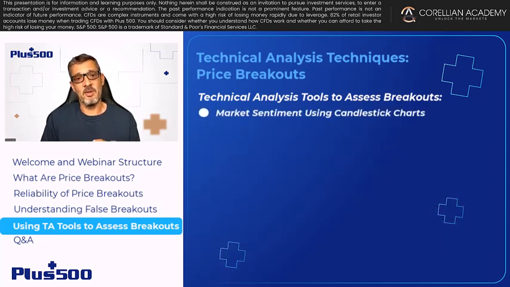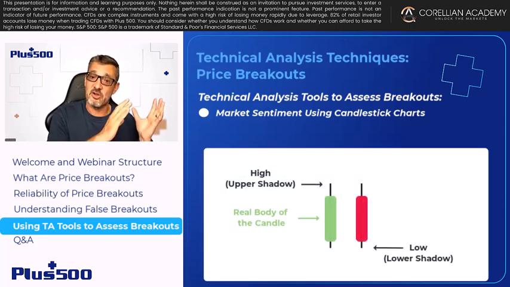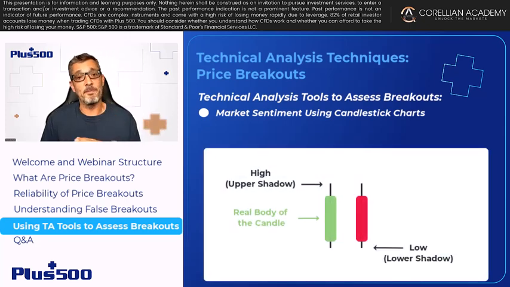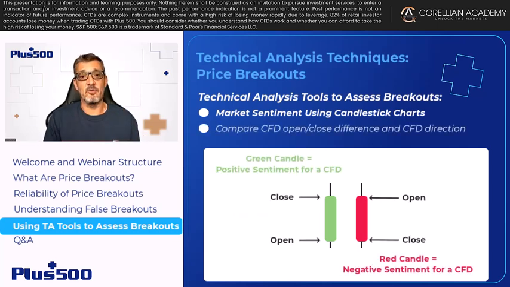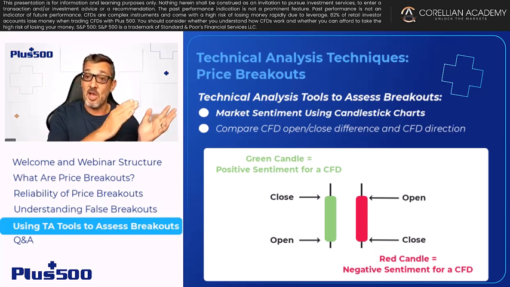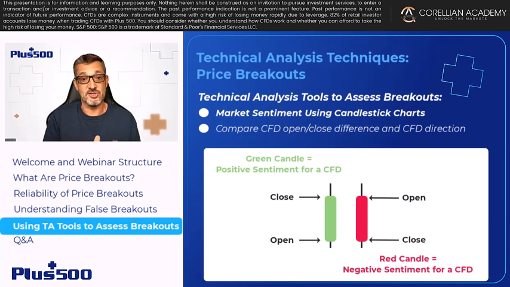Okay, so that's volume. I now want to talk about another approach we can use to help back up the validity of a price breakout, and that's sentiment using candlestick charts. We touched on candlestick charts in our previous webinar, but I want to build on what we discussed then. Now, the beauty of candlestick charts is that they allow us to gain a feel for market sentiment by comparing the difference between the open and close relationship during the period, as well as the direction of that relationship.